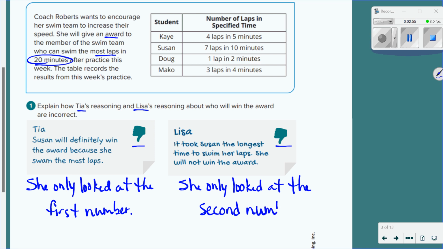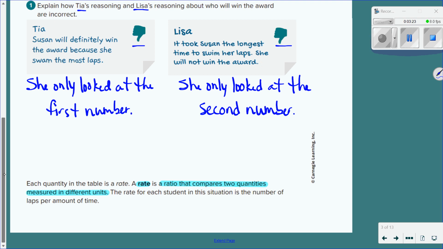So what we're seeing here is the importance of rates. In rates, I need to look at both numbers in comparison to each other. And this is the basis for today's lesson: in order to really compare different sets of numbers, I need to be looking at both numbers. And I need to get them to something that is the same so that I can make a comparison. Okay? So that is what rates is about.